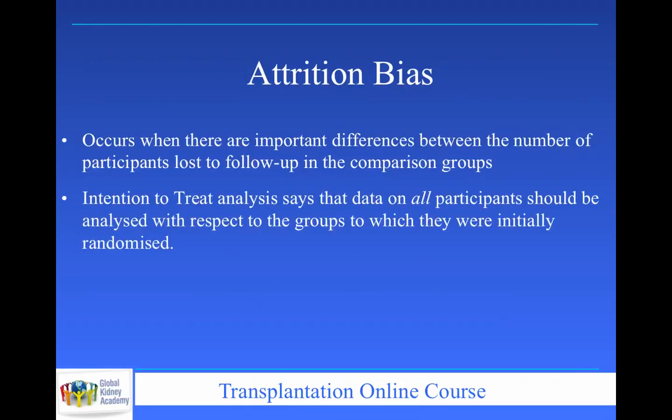Attrition bias is also important. Attrition bias means the loss of patients, perhaps in one group, to follow-up or to evaluation compared to the other group. It may be that the active treatment group has too many side effects. So many stop taking the drug, don't come back for recording, drop out of the study, and those who are left in the active group are those with higher tolerance, stronger ability to tolerate the medication.